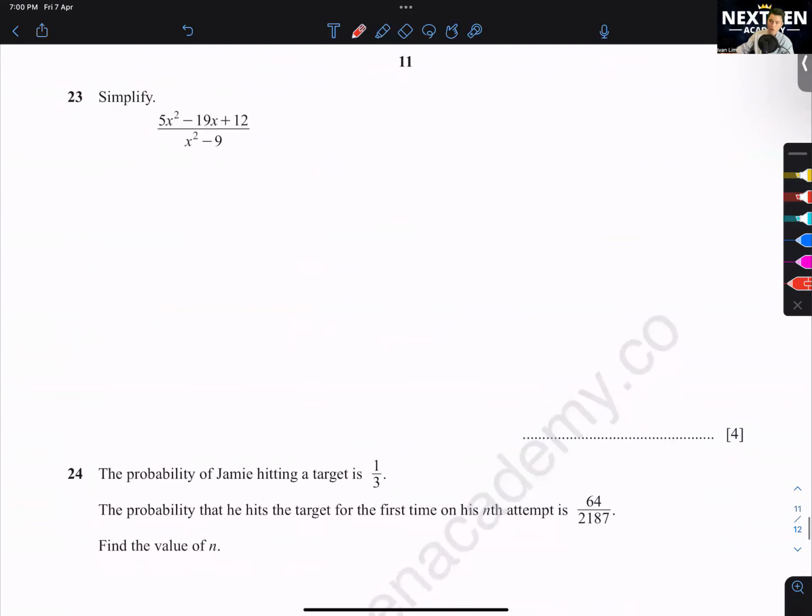Let's go to question 23 as we come to a close. 5x squared minus 19x plus 12 over x squared minus 9. This is your basic algebra.